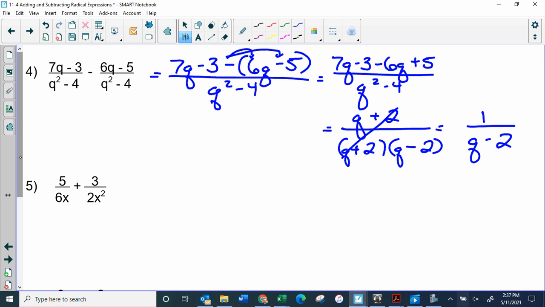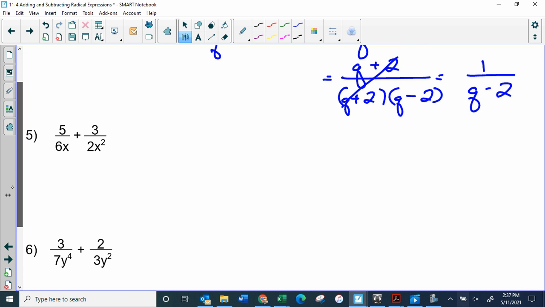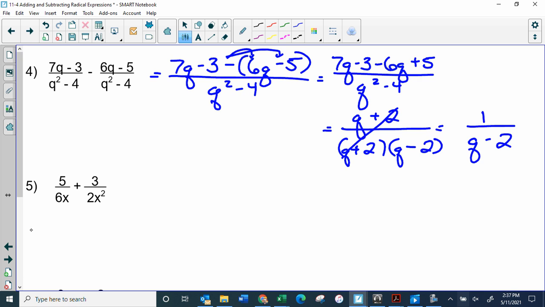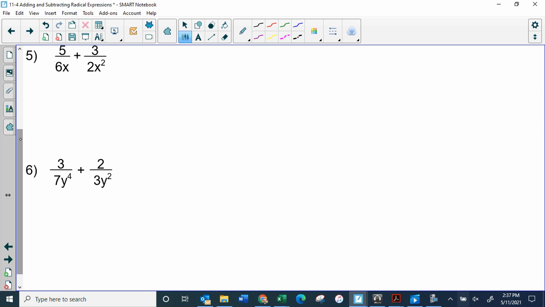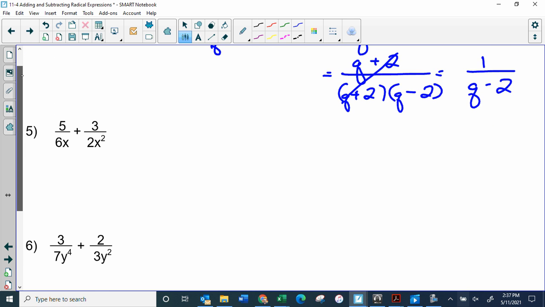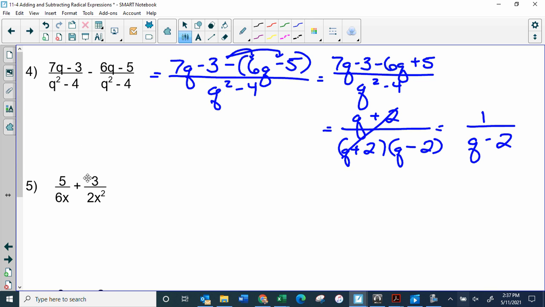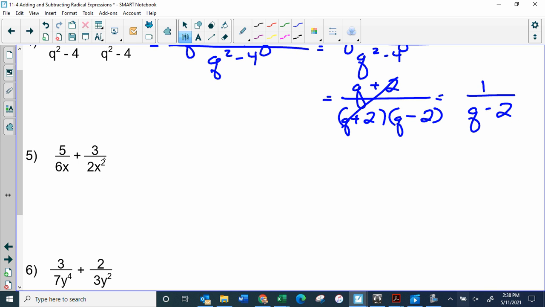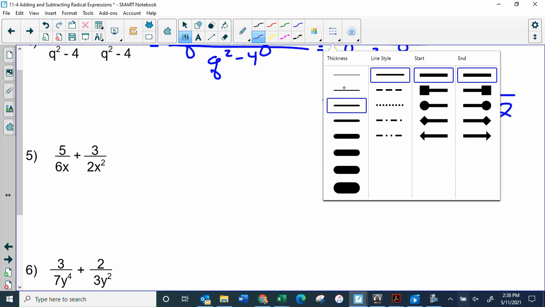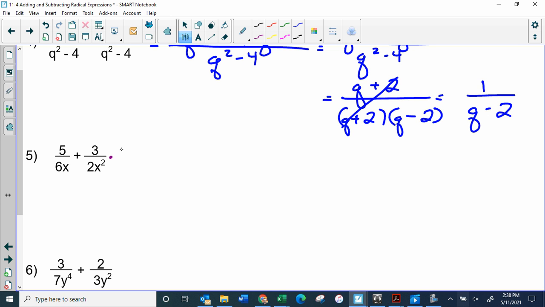All right, so what if you don't have a common denominator? So we need to get a common denominator here. The least common multiple of 6 and 2 would be 6. So I can change this one to a 6 by multiplying the top and the bottom by 3. So let's see that. I multiply the numerator and denominator by 3.